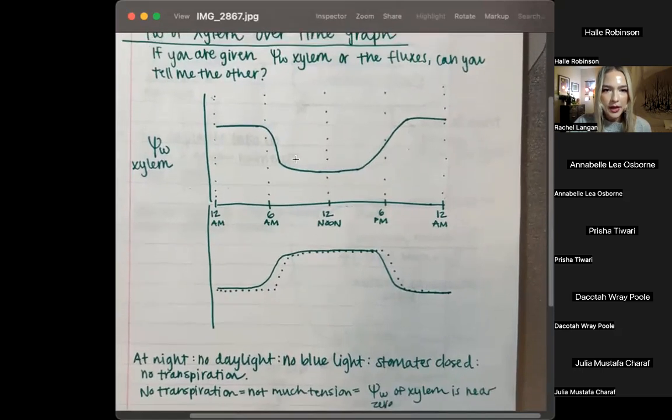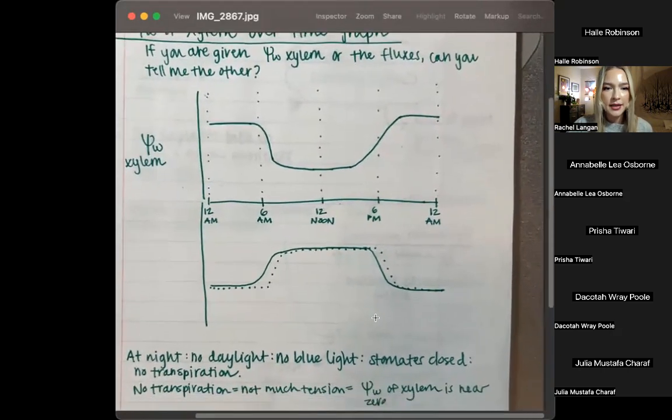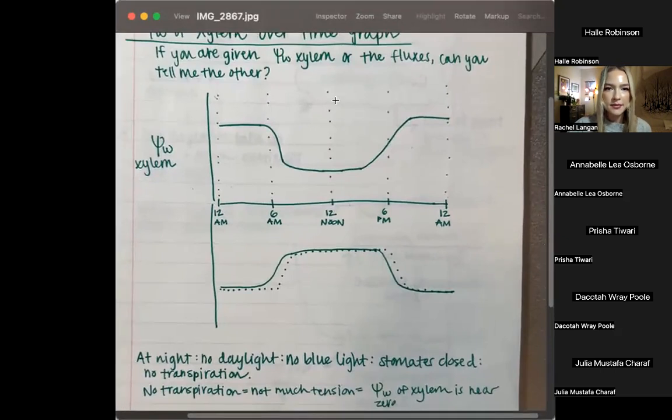So how you should interpret this is this dark line here at the bottom, that is transpiration rate, and the little dotted line here would be root uptake. So first at night here, we can see the water potential of xylem is flat. And the reason for that is what I wrote here at the bottom. If there's no daylight, there's no blue light, the stomates are closed. So there's no transpiration, which is also why this line here is flat.